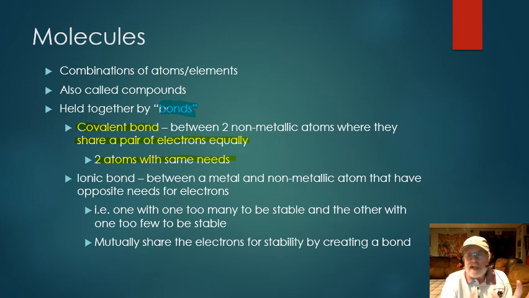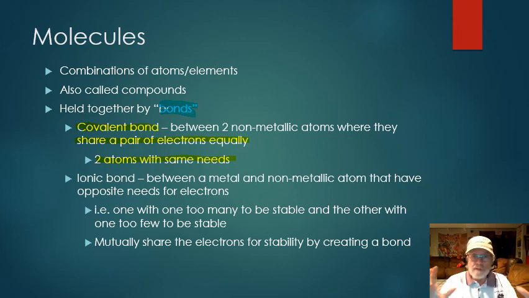But my second shell wants to have 8, and usually these electrons revolve around in pairs. So let's say I have one atom with 6 in the outer shell, and another one with 6 in the outer shell. They say, hey, if you share 2 of yours and I share 2 of mine, we each have 8 in our shell, which makes us more stable. And that's what oxygen does.